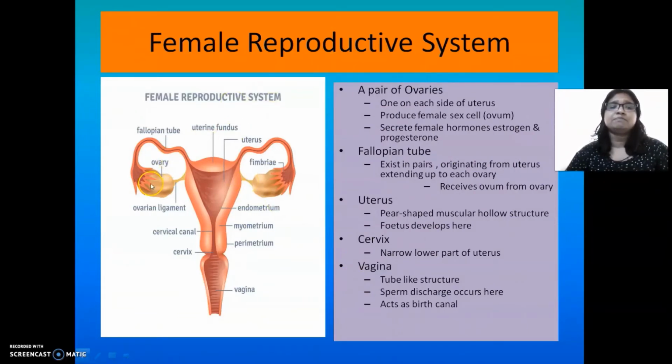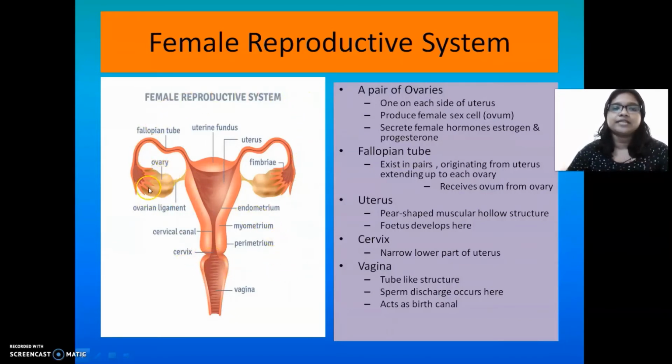And the most important part of the female reproductive system is the ovary, a pair of ovaries which are kept in the abdominal tract. There are two main functions for the ovaries. The first one is the production of the egg cell, and that is the ovum. The second one is to secrete female sex hormones. They are estrogen and progesterone. And in the case of females, the internal reproductive organs are kept inside the abdominal tract.